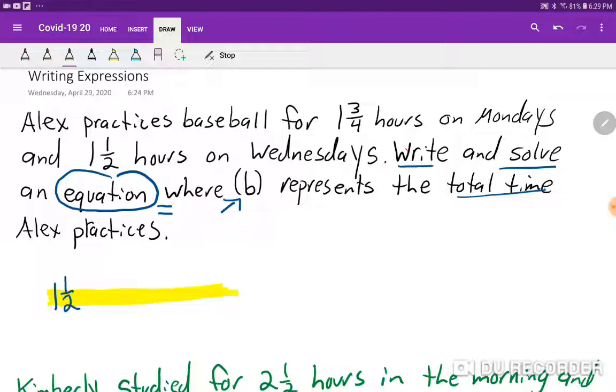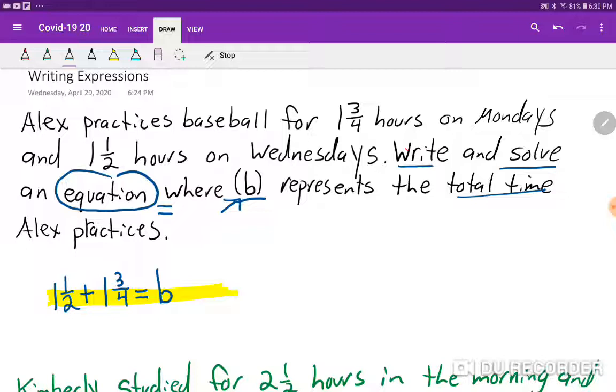And then is it total time? So we're going to add or subtract. We're going to add. What is the other time on Wednesdays? Oh, I'm sorry, that was Wednesdays, but you can go either way because it's adding. Plus 1 3/4. Okay, but to make it an equation, remember we need an equal sign. And then they tell you what it has to equal. It has to equal B. So there's your equation we're trying to solve: 1.5 plus 1 3/4 equals B.